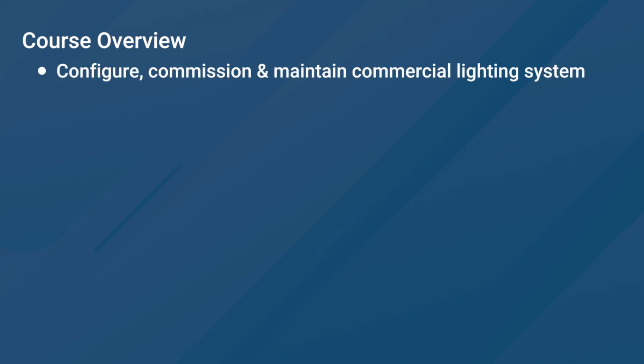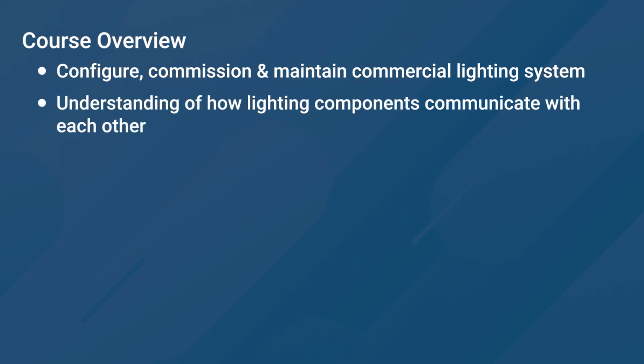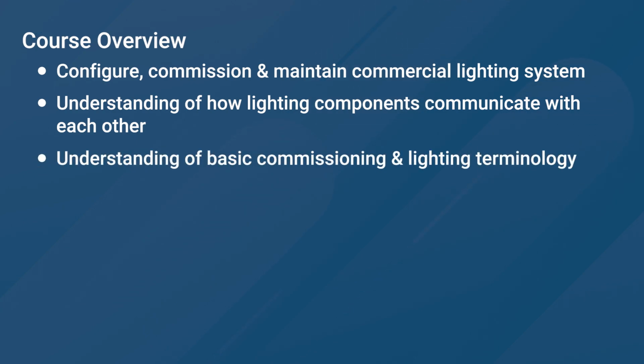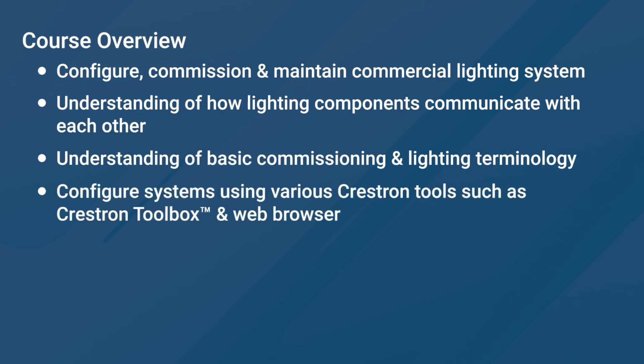Learn how to configure, commission, and maintain a Crestron commercial lighting system. Understanding of how different lighting components communicate with each other, such as CrestNet, Ethernet, relays, and voltage I/O ports. An understanding of basic commissioning and lighting technology used in the industry. Learn how to configure Crestron lighting systems using Crestron software such as Toolbox and web browser configurations.